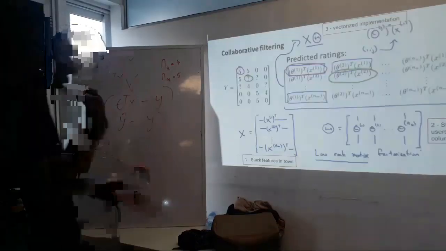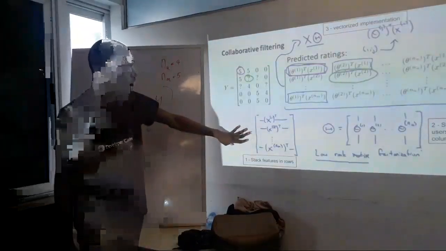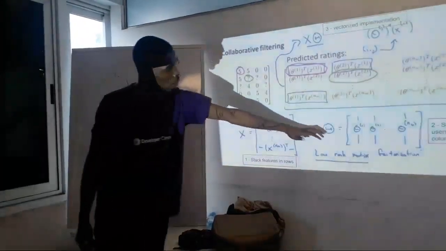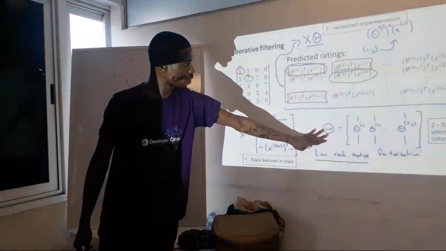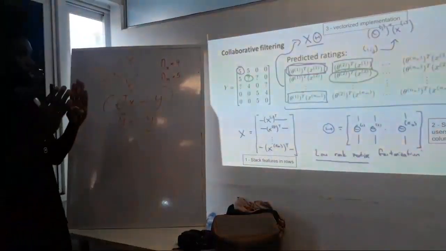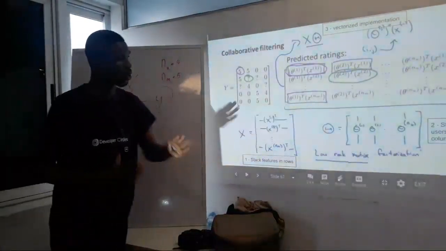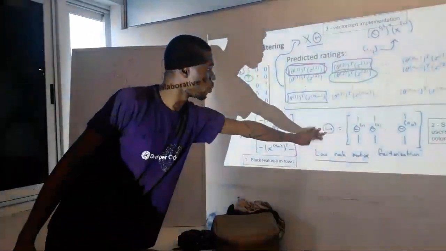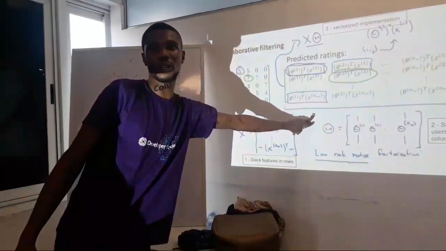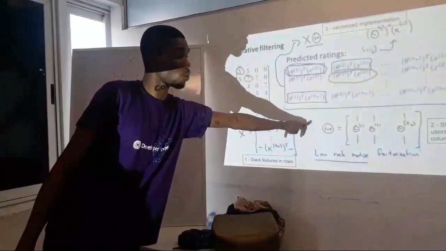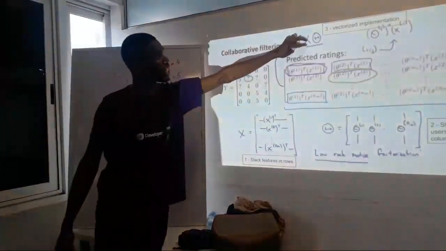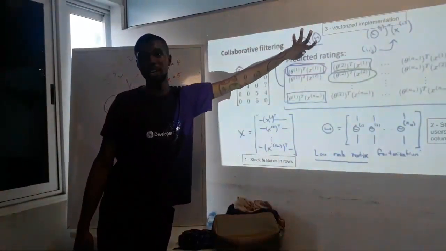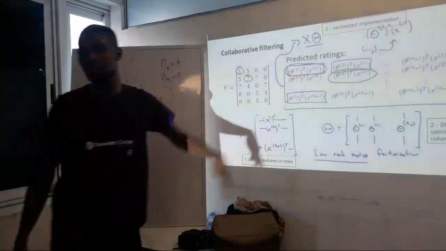So how do we do that? We take our x features and stack them in rows. We take our theta features and stack them in columns. Then when you combine both of them together, this is what you're going to get. This is a vectorized implementation of these two.